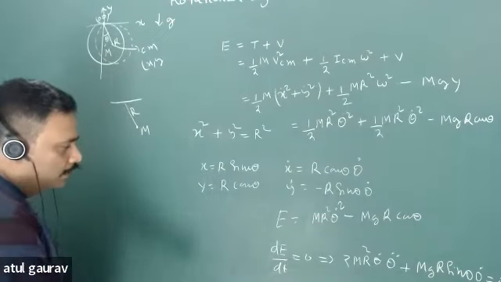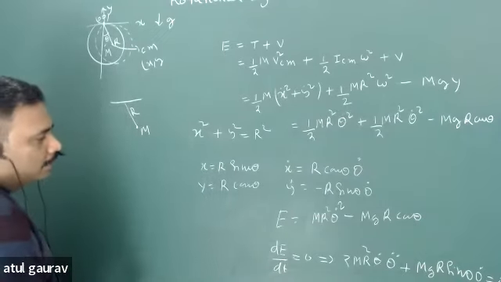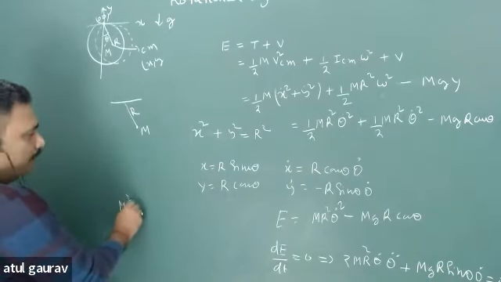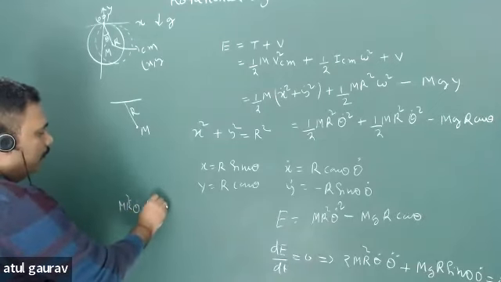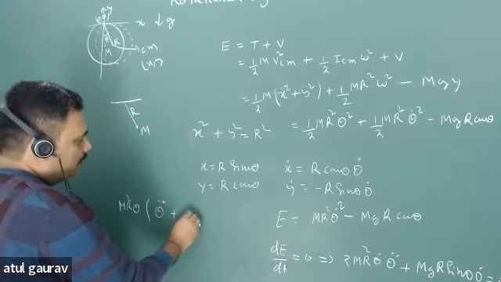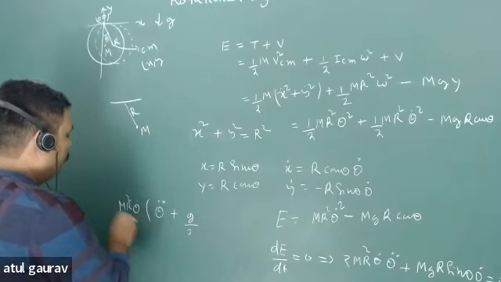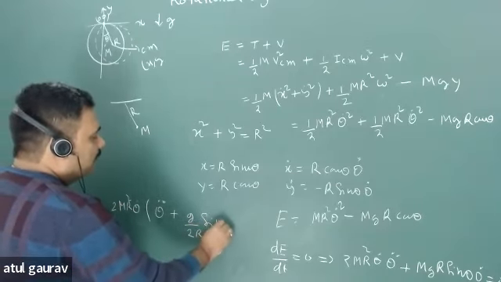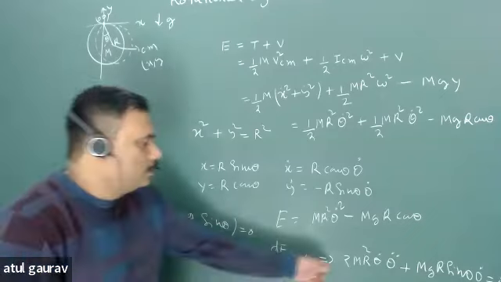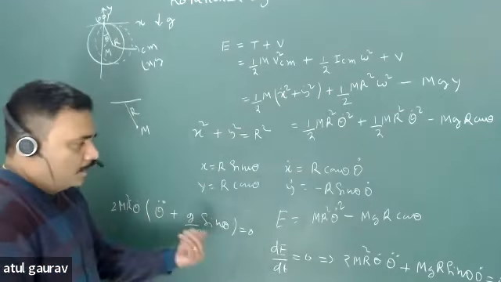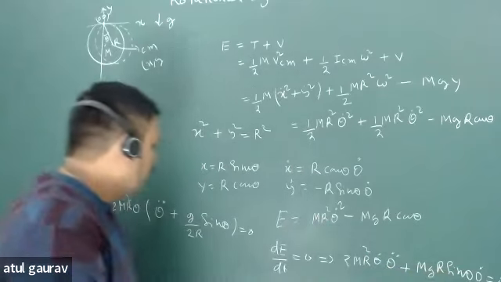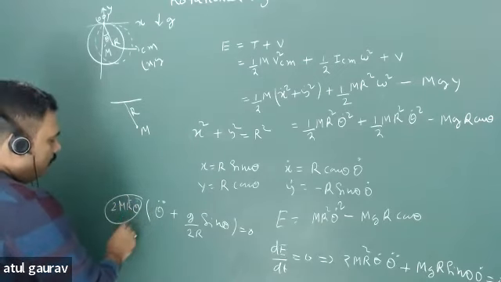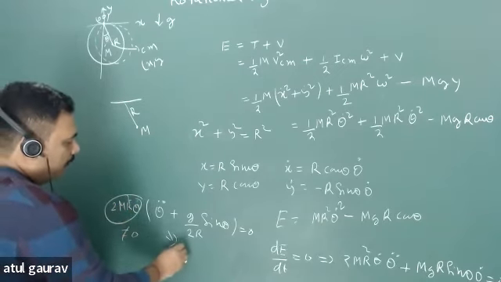So what will happen? Which quantity can I take common? I can take m r square theta dot common, and we have theta double dot plus g upon 2r sine theta must be equal to 0. You can take 2mr square and theta dot common, so g by 2r will be there. So this quantity cannot be 0, it is not 0. So this quantity has to be 0.